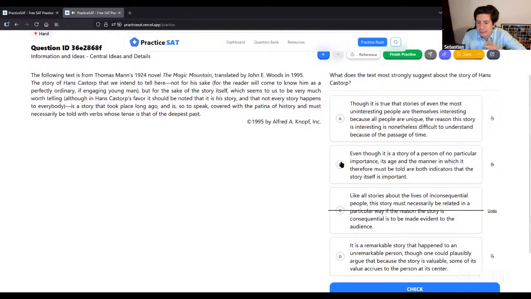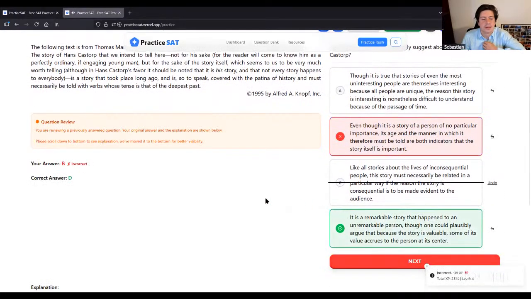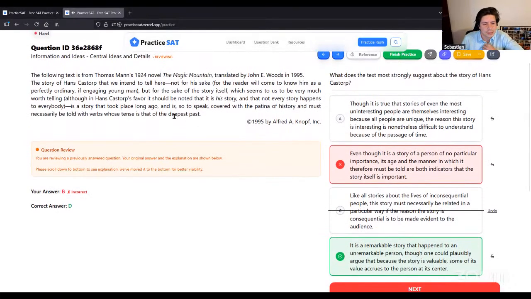So I believe it would be B because even if it is a remarkable story, we're not told that it accrues on him, even though it's suggested. To one unremarkable person, though one could possibly argue that because the story is valuable, where do we get that sense?